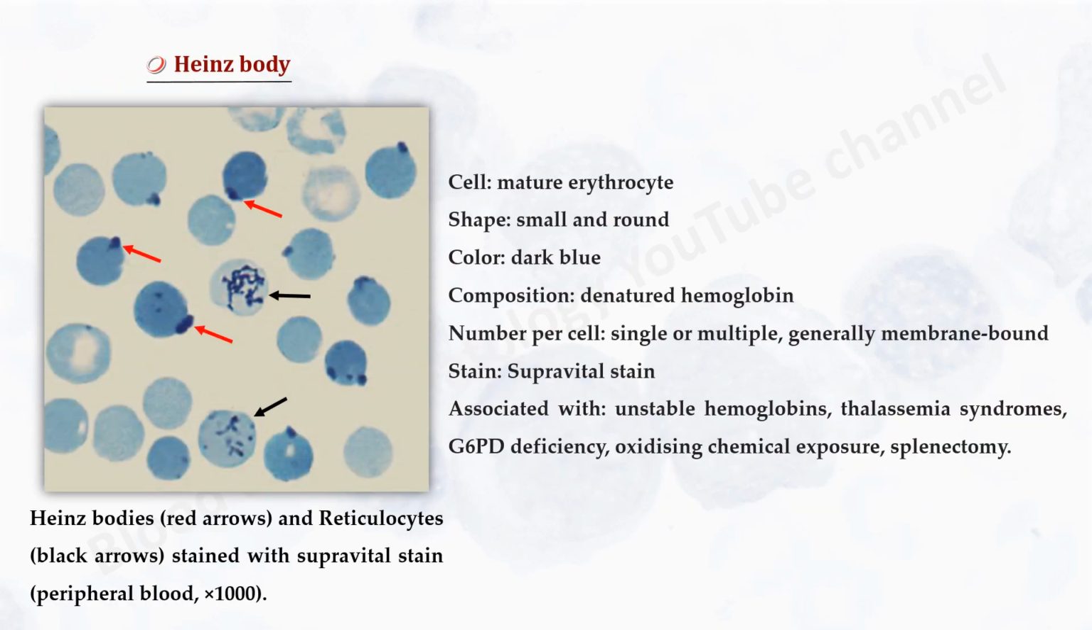Heinz bodies are intraerythrocytic small and round inclusions, composed of denatured hemoglobin, visible by supravital staining. They are irregular in shape and are located mainly in contact with the inner surface of the red cell membrane. Heinz bodies are not seen in normal subjects since they are removed by the splenic macrophages in a process known as pitting. They form in red cells when there is an unstable hemoglobin, thalassemia syndromes, G6PD deficiency, oxidizing chemical exposure, and following splenectomy.